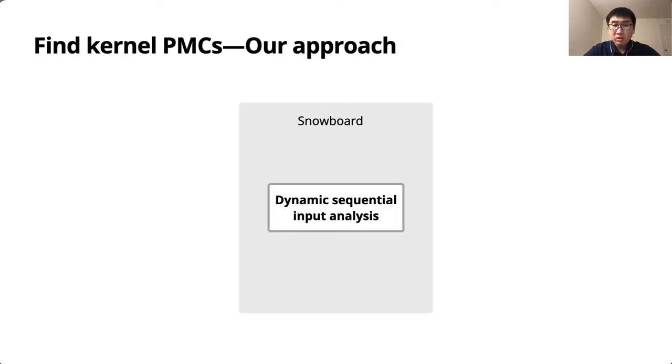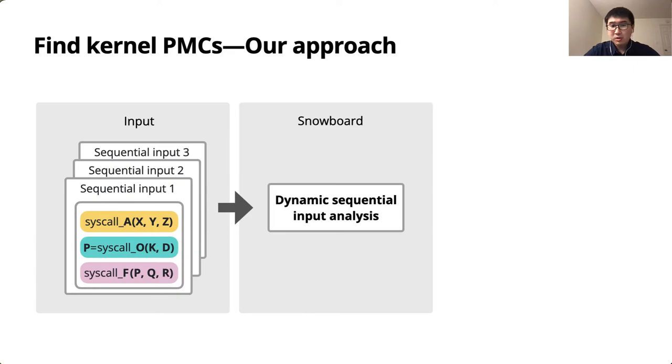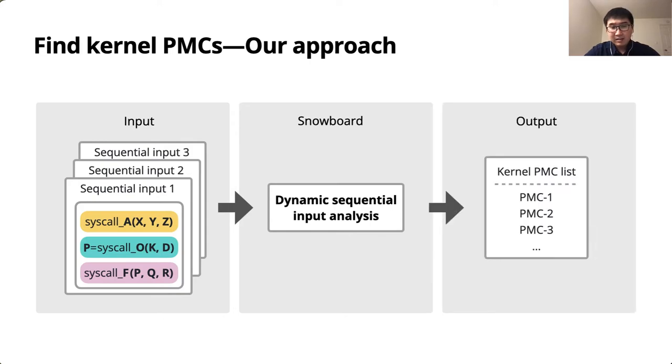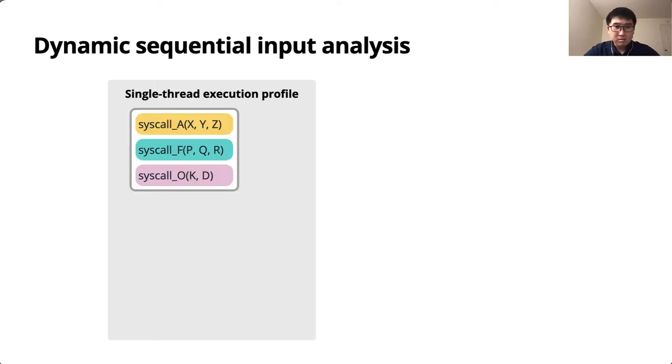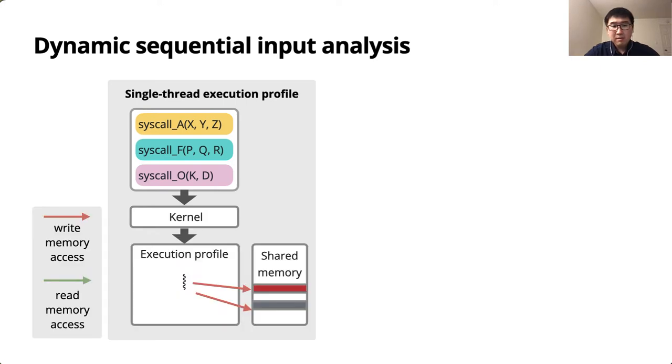So we propose a new approach, and it is called dynamic sequential input analysis. This technique works on sequential inputs, which are sequences of system calls that can trigger the kernel to run some code. And this technique will find a list of PMCs in the kernel. Our technique will profile and analyze the single thread execution of system calls. Let's say we have a system call sequence. We execute it in the kernel and profile the memory accesses made by the kernel thread to shared memory.